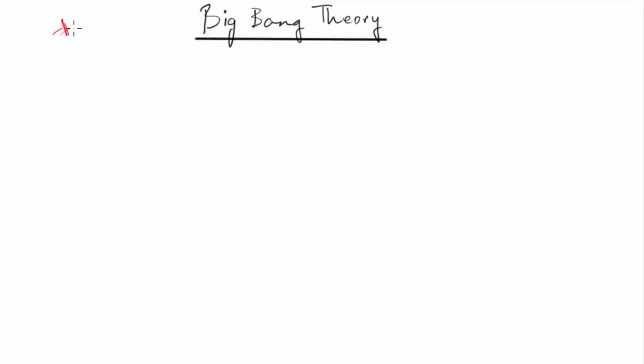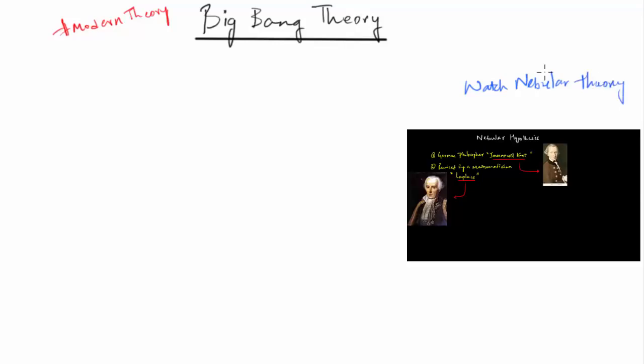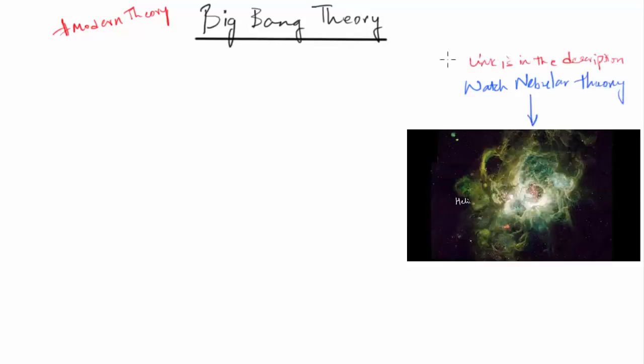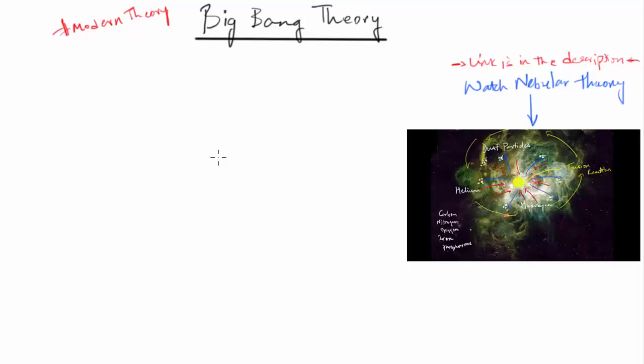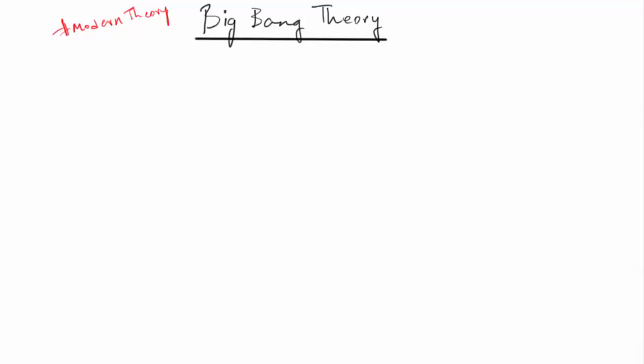Big Bang Theory. It is the modern theory in terms of the origin of Earth. If you remember how Nebula hypothesis is the early theories, and in that we read about the formation of sun, stars, planets, asteroids, etc. In Big Bang Theory, scientists decided let's look at the larger picture. Let's find out how the universe came into existence.